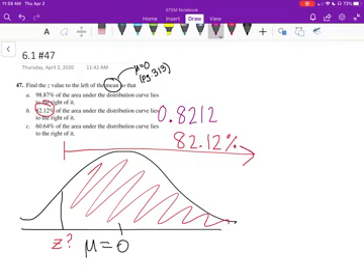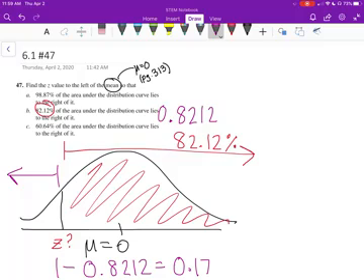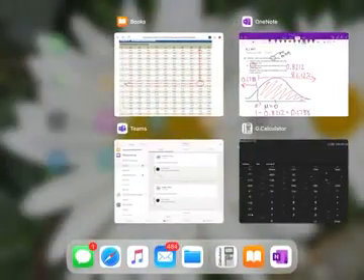We want to work with decimals here. But again, we need the area to the left to be able to look this up in our chart or put it in our calculator. So since the whole area under the curve is 1, we do 1 minus 0.8212 to get us the area to the left. So 1 minus 0.8212 gives us 0.1788. So this area to the left is 0.1788. So let's look that up in our chart here.